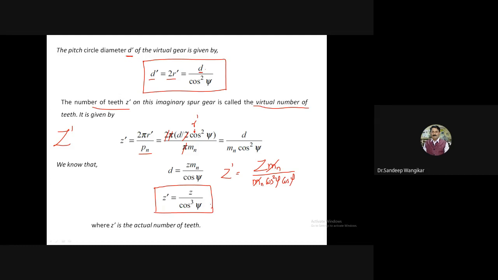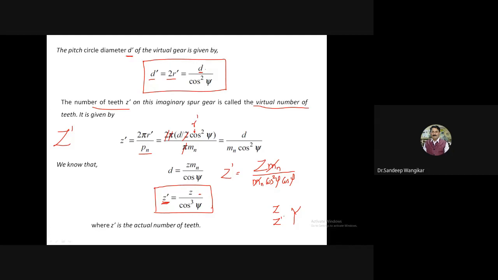Very important formula for further calculation, where z dash and z give the relation between the imaginary virtual number of teeth and the actual number of teeth. In a numerical, if z is given, then you have to calculate z dash, and based on z dash only you can calculate the Lewis form factor, and you can further solve the numerical.